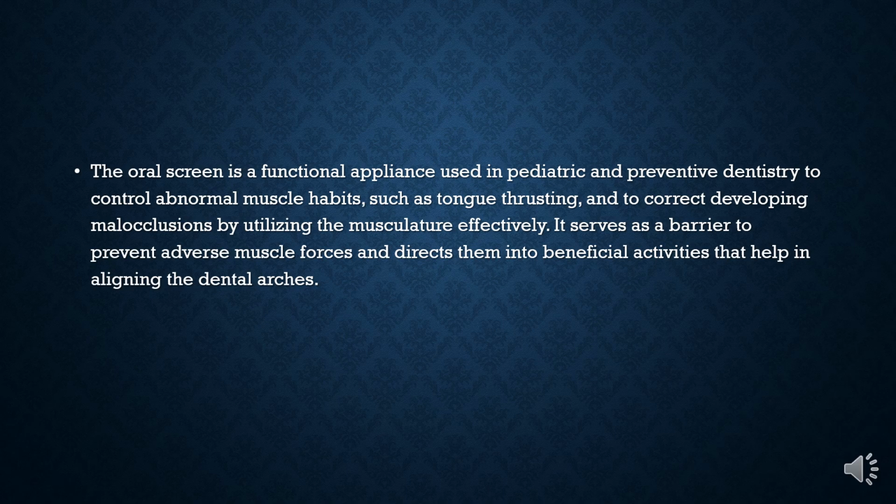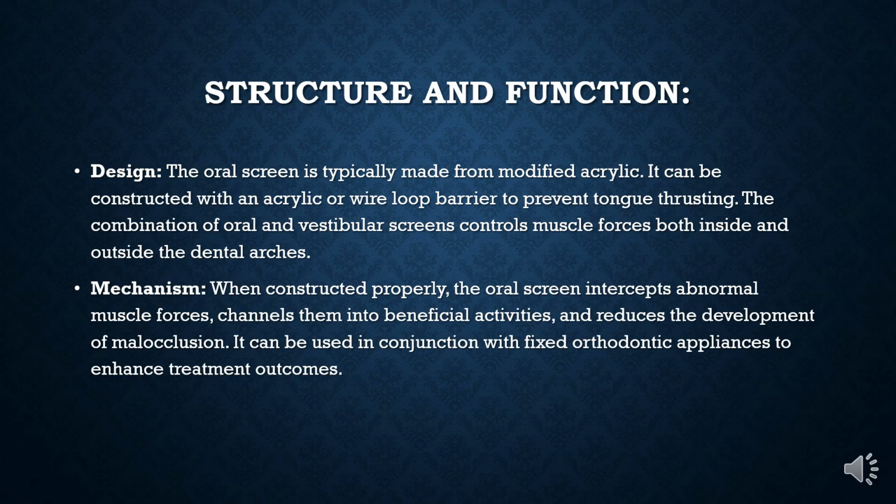It serves as a barrier to prevent adverse muscle forces and directs them into beneficial activities that help in aligning the dental arches. With regard to structure and function, the oral screen is typically made from modified acrylic. It can be constructed with an acrylic or wire loop barrier to prevent tongue thrusting. The combination of oral and vestibular screens controls muscle forces both inside and outside the dental arches.